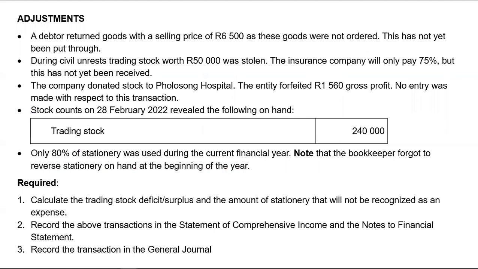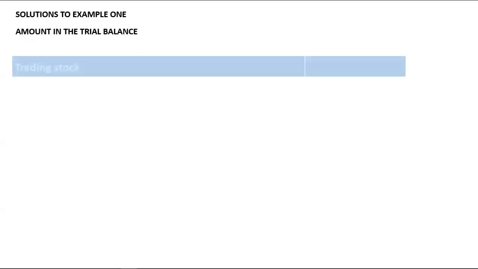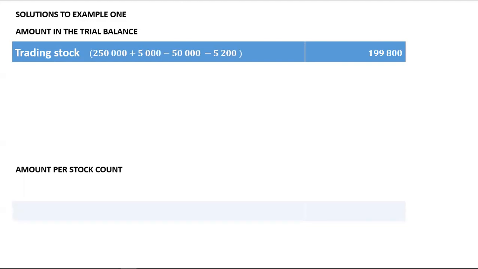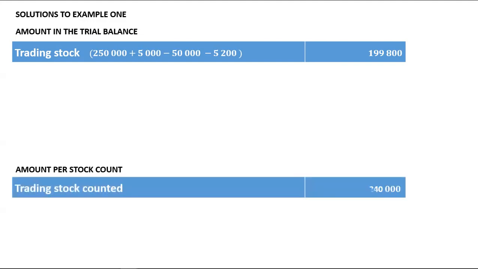And it says stock count on the 28th of February 2022 revealed the following on hand, which is 240,000. That prompts us to calculate whether we made a trading stock surplus or deficit. I'll start with my trading stock, which is the adjusted amount as per the trial balance. I've been going through that as we went through all the adjustments. Our trading stock is sitting at 199,800. And as per the stock count, it should be 240,000.